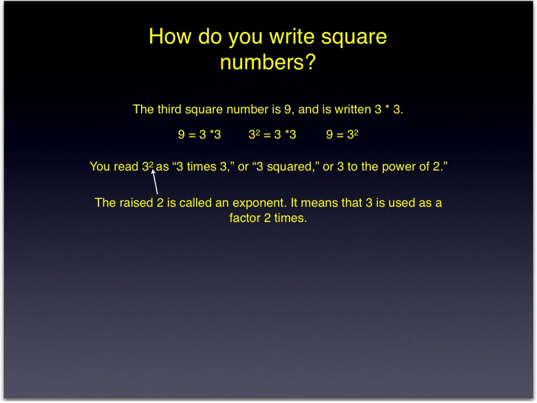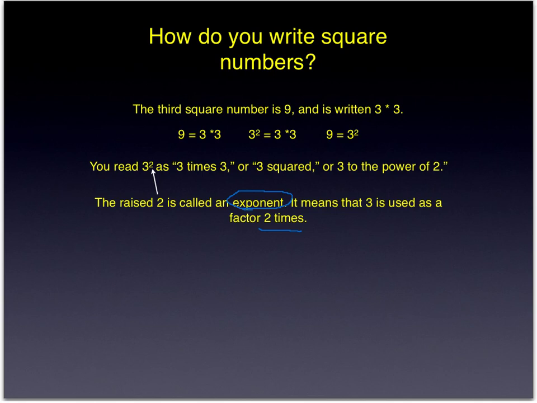The raised 2 is called an exponent. Again, another word that you need to write down. We'll write all of this down. It means that 3 is used as a factor 2 times. Now, that exponent number can change. It can be any number, for the most part. For our purposes, most of them are going to be positive numbers. We might run into negative exponents at some point.